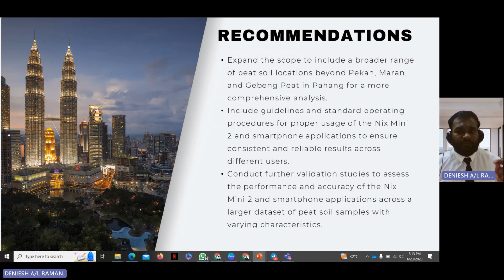And I also include some recommendations. First, expand the scope and border range of peat soil locations to get a comprehensive analysis. The second is to include guidelines and standard operating procedures for proper usage of the Nix Mini 2 and smartphone application. The third is to conduct further evaluation studies to assess the performance of the Nix Mini 2 and smartphone application across a larger data set.